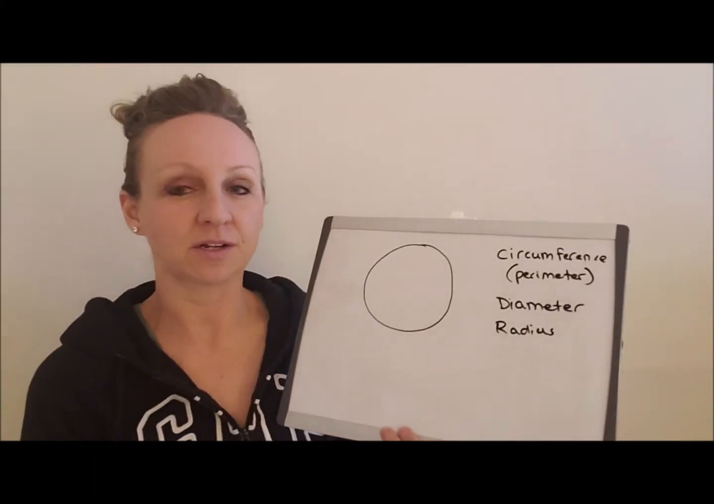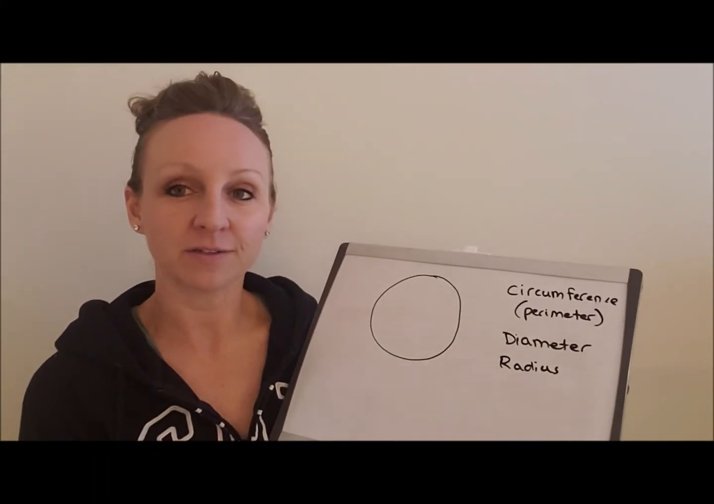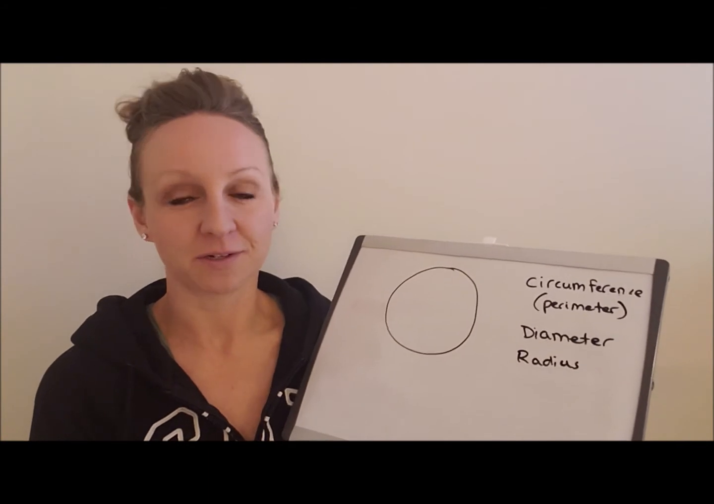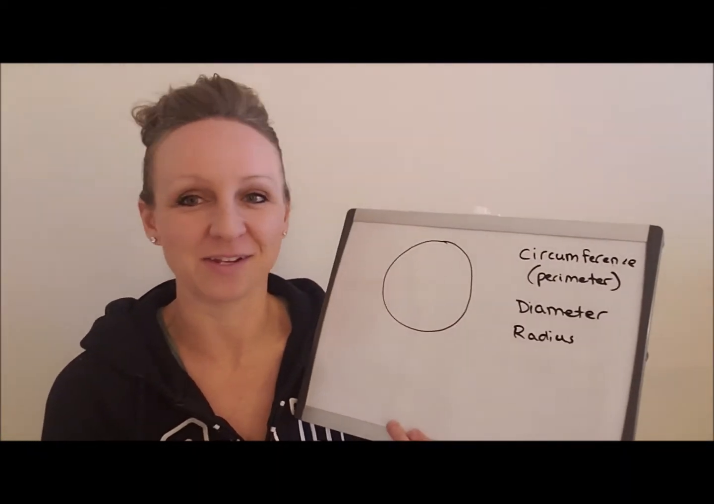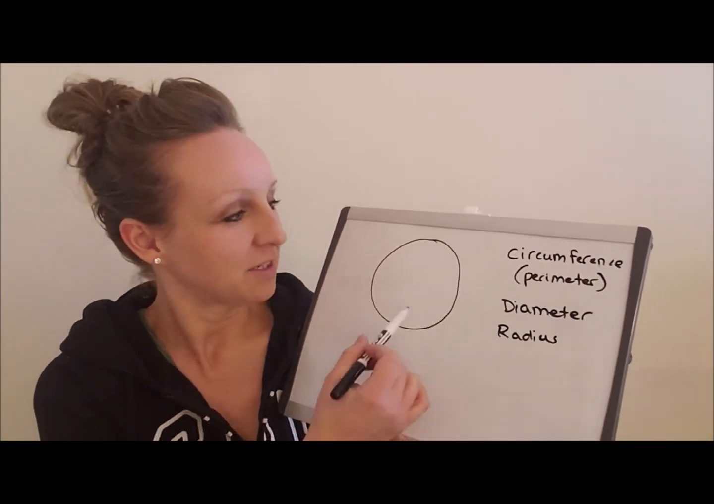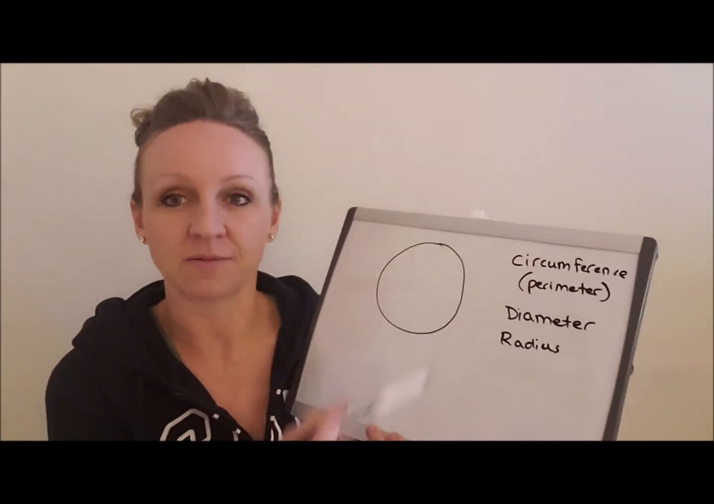Okay, we're going to take a look at what is circumference, what is diameter, what is radius. So with a circle, this is not the most perfect circle, but it's a circle. Circumference is the distance around something.